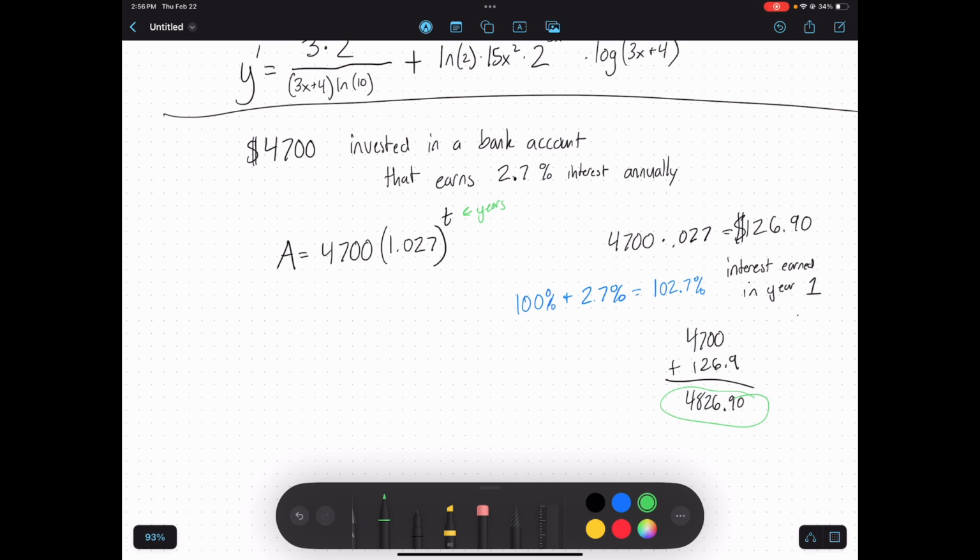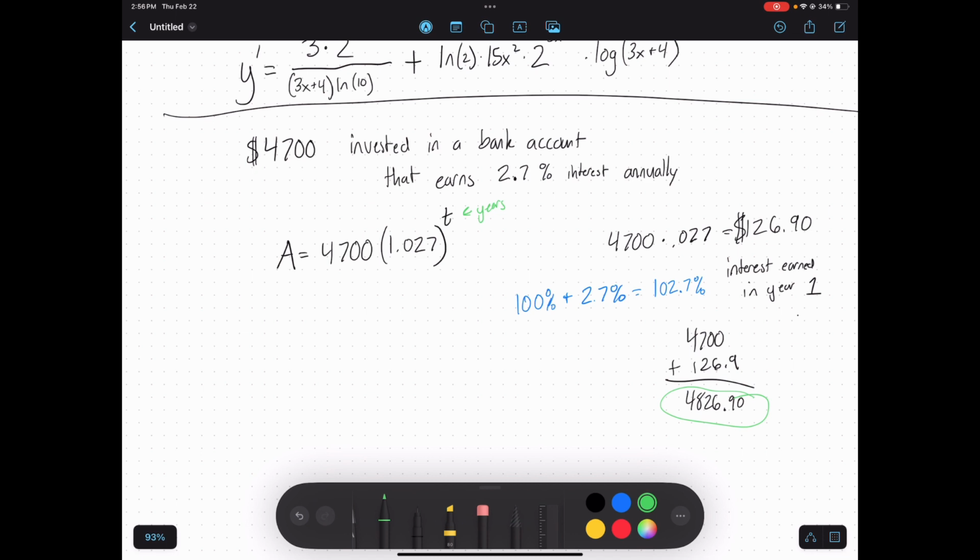So if you have situations where that growth or that decay isn't a continuous growth or a continuous decay, where it's happening just once a time period, then you can set it up in this way using percentages. If it's growth, you take whatever percentage and add it to 100%. If it's decay, you would take whatever decay rate you have and subtract it from 100%.